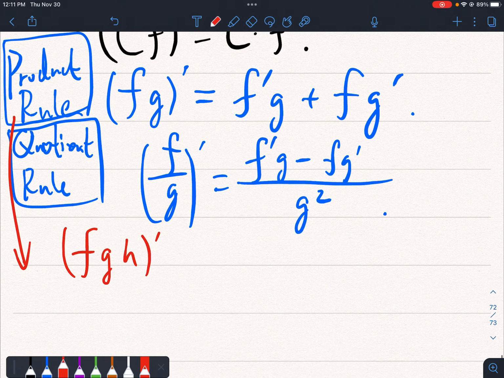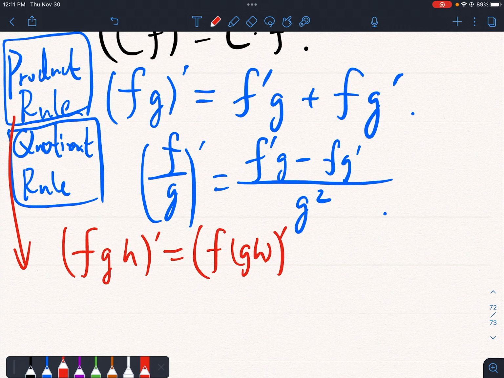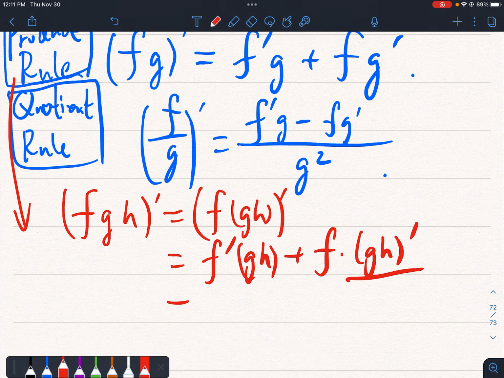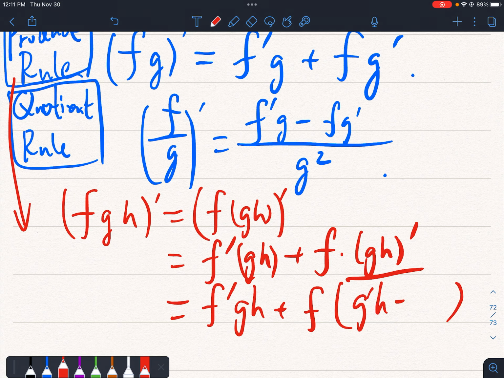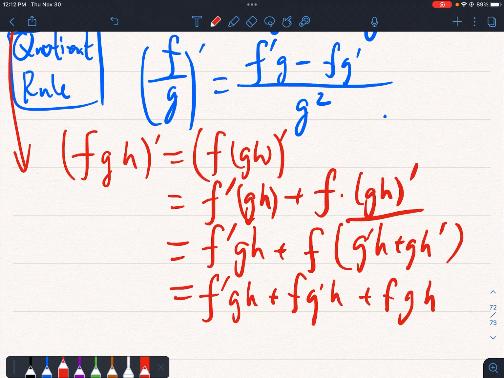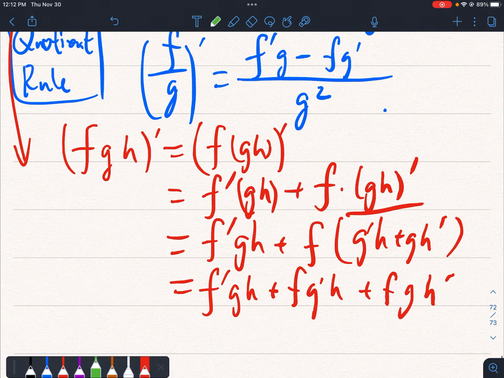Okay, and then if you want to generalize the product rule, you actually have the derivative of a product of 3 functions, f times g times h. If you take the derivative, you can think of this as f times gh, right? Then this is going to be the derivative of f times gh plus f times the derivative of gh, and then you apply the product rule again. This becomes f times g prime h plus g times h prime. So then you will get that this is equal to f prime gh plus f g prime h plus f g h prime. So you can see that you have 3 terms.